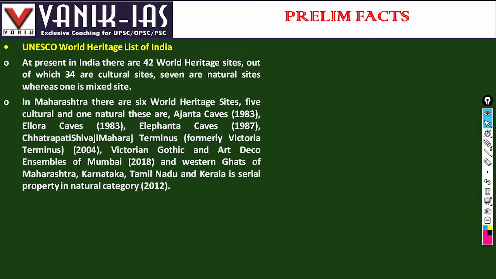The UNESCO World Heritage List in India. At present in India, there are 42 World Heritage Sites, out of which 34 are cultural sites, 7 are natural sites, and 1 is a mixed site. In Maharashtra, there are 6 World Heritage sites, 5 cultural and 1 natural: Ajanta Caves, Ellora Caves, Elephanta Caves, Chhatrapati Shivaji Maharaj Terminus, formerly known as the Victoria Terminus, the Victorian Gothic and Art Deco Ensemble of Mumbai, and the Western Ghats of Maharashtra, Karnataka, Tamil Nadu, and Kerala, a serial property in the natural category.